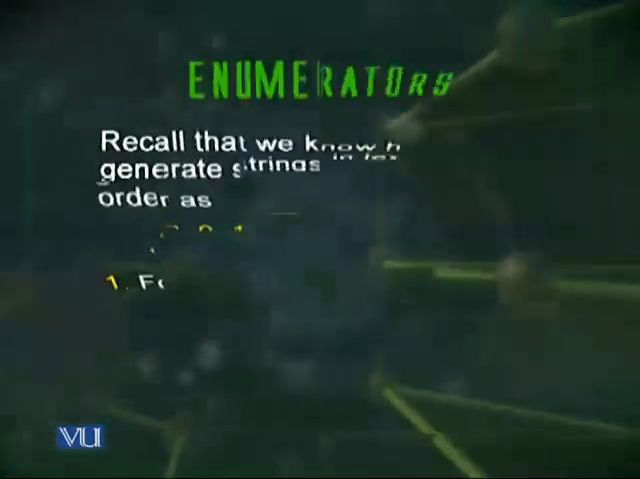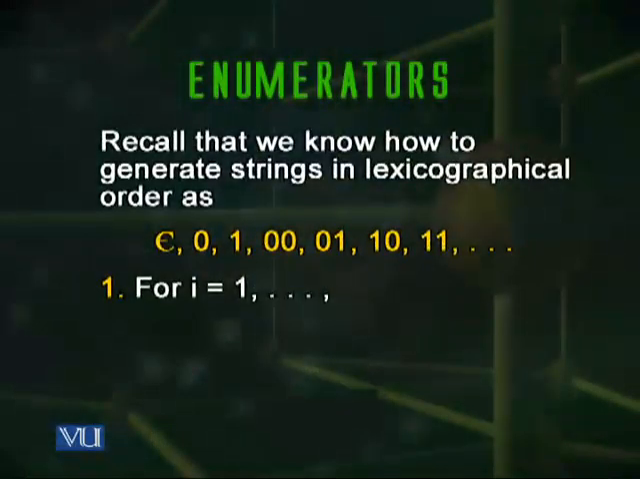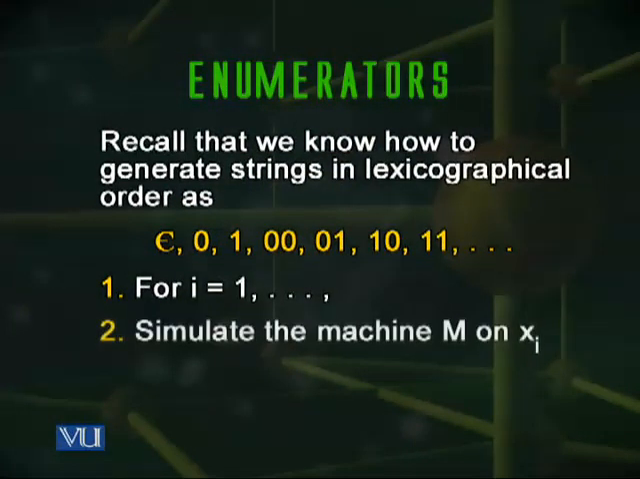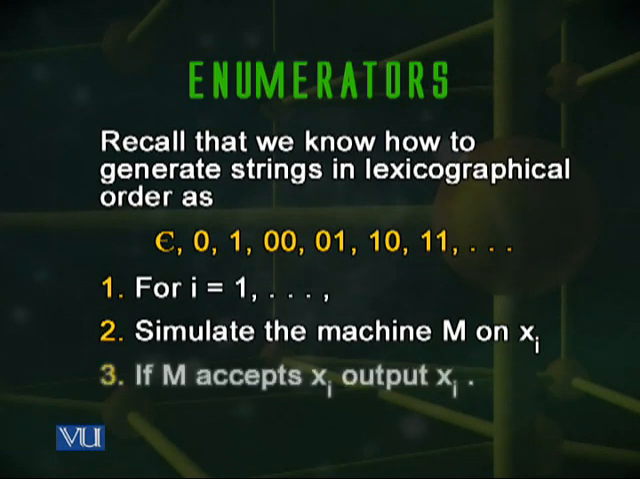So the description of this enumerator formally is given as follows. For i equals 1, 2, 3, and so on, we simulate the machine M on x_i. Remember here, x_i is the ith string in the lexicographical ordering. If M accepts x_i, we simply output x_i on the output tape. Well, what is wrong with this proof? Let's look at one example and see what is going wrong.